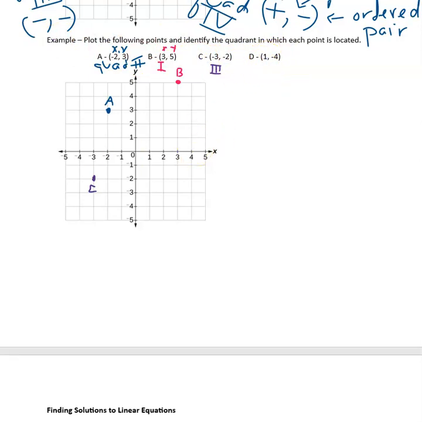And then last but not least, let's look at point D. Point D has an x value of 1 and a y value of -4. So we go to 1 on x, down to -4 on y. And here is our location for point D. And that falls into quadrant 4. Which again, we could have identified even before we plotted it by recognizing that since the x value is positive and the y value is negative, that point should have fallen into quadrant 4.